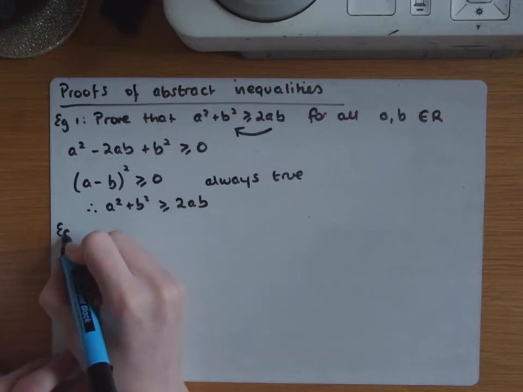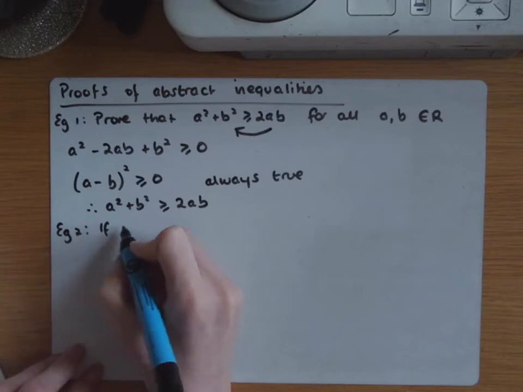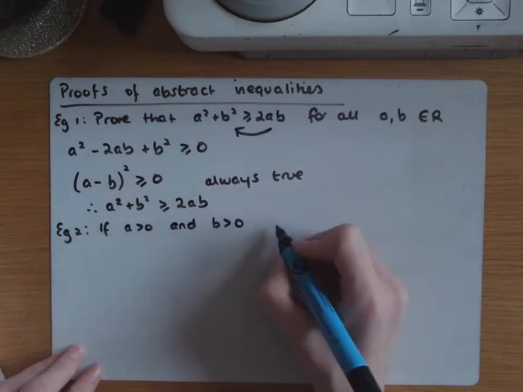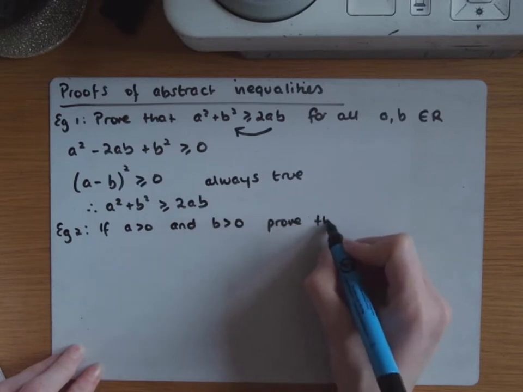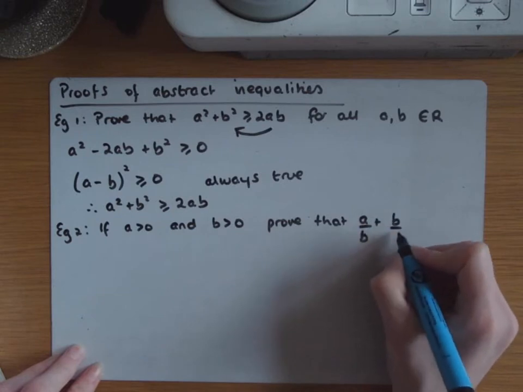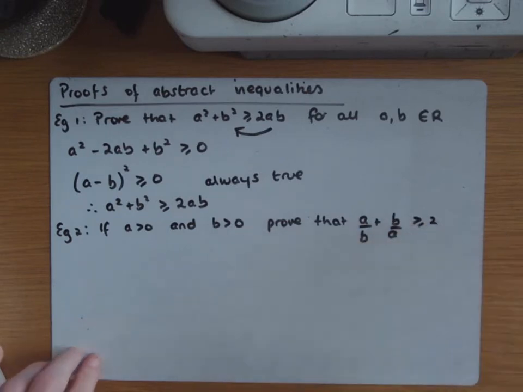Okay, another example similar to that. If a is greater than 0 and b is greater than 0, prove that a over b plus b over a is greater than or equal to 2. Now, it was really important that they told you a and b were greater than 0. Okay? The reason they did that is because we're dealing with inequalities.